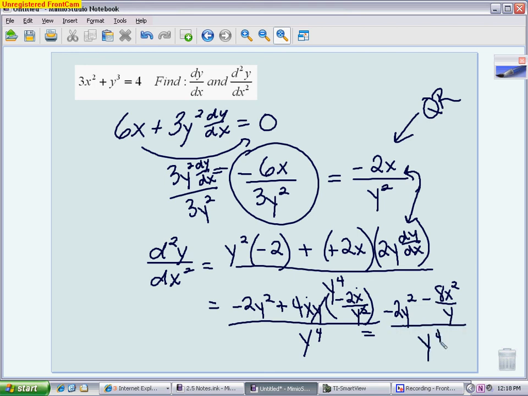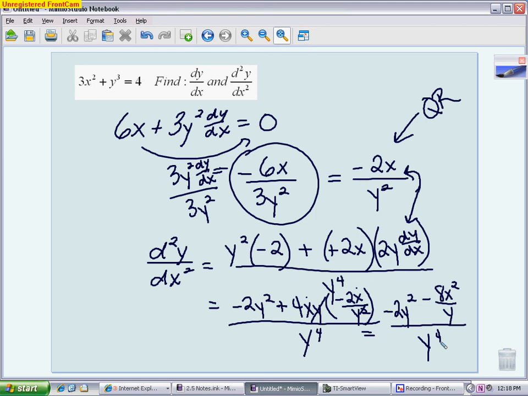Now you could go a lot further with simplifying. You could multiply by the reciprocal. You could get common denominators. I would never ask you to go those lengths. I've seen problems with second derivatives on AP tests. They don't ask you to go that far. Really, once you get the derivative and you replace dy dx, you're usually at a place where you could stop.